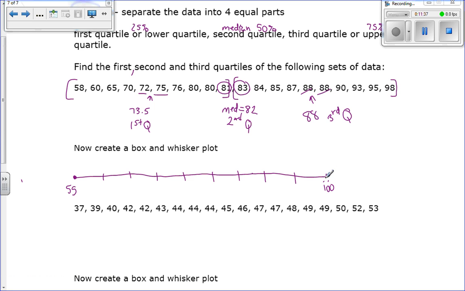And then I'm going to place certain pieces of information. My lowest piece of data is 58, so I'm going to plot that right around here. I'm going to label it as 58. I have to plot my lower quartile, so 60, 65, 70, 75. So my first quartile is 73.5. That looks like it's probably right about there.